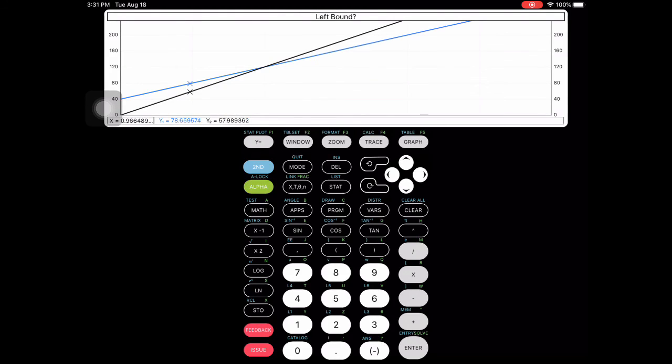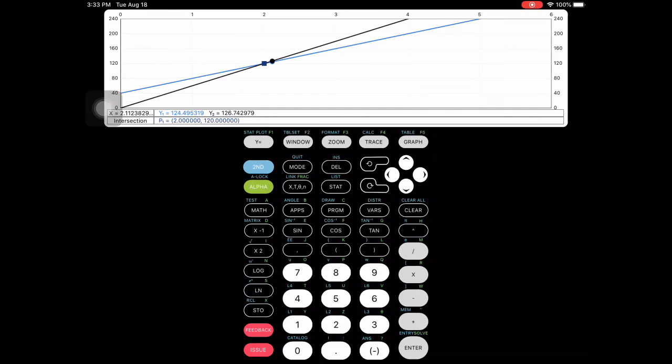So now I'm looking for those x's, and I'm going to put one on the left side of the intersection and the other one on the right side of the intersection. So notice how it says right bound. Okay. And yep, so as you can see, my x equals 2.1123, which you can just estimate.